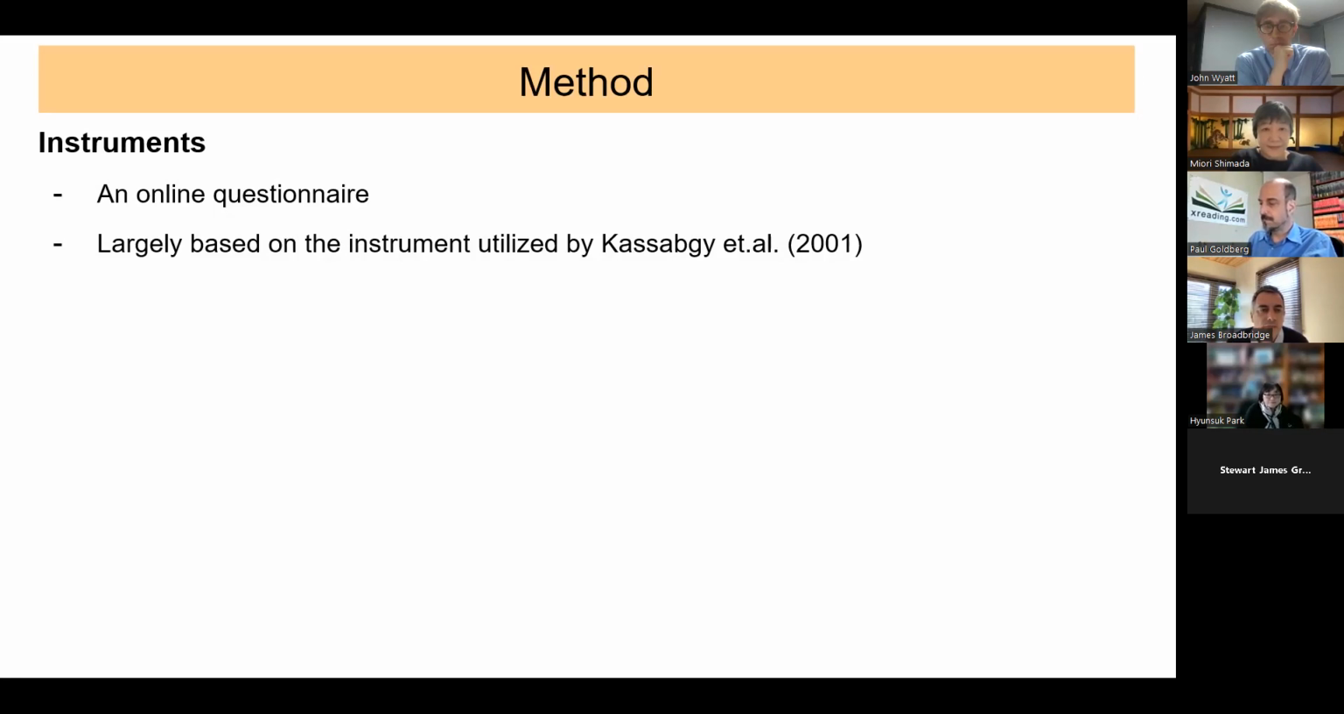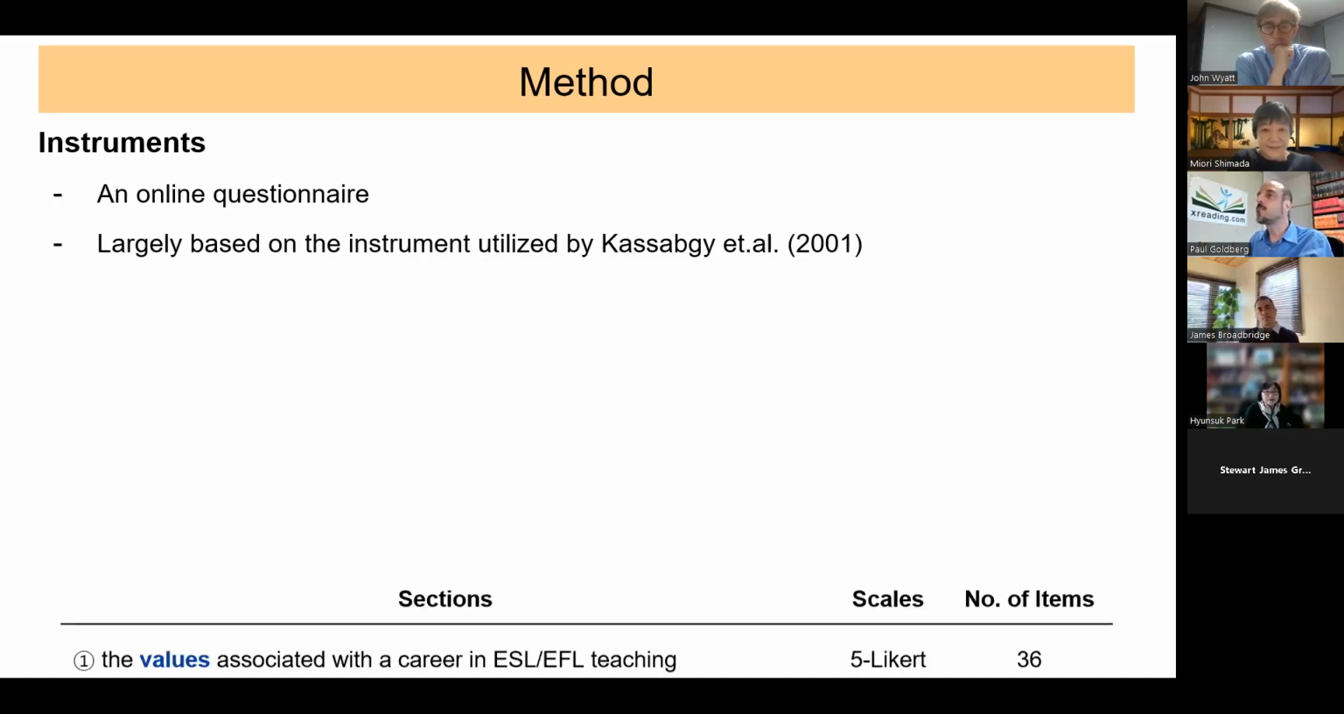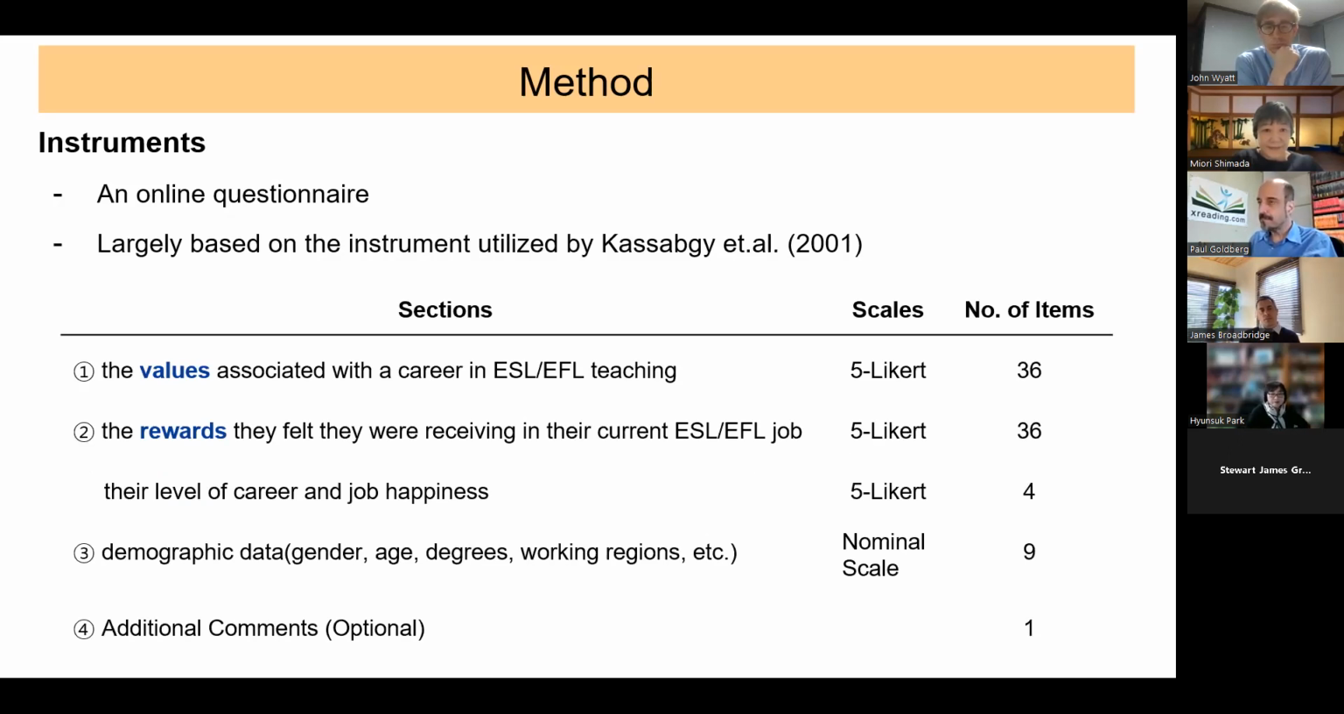The questionnaire was largely based on the one used by Kassabgy et al. And as you can see in the table, the questionnaire consists of 4 sections. The first one asked participants the values associated with a career in ESL and EFL teaching. And section 2 asked them to indicate how strongly the statements are related to their current job. The 4 additional items were included in section 2 to measure career happiness and job happiness.